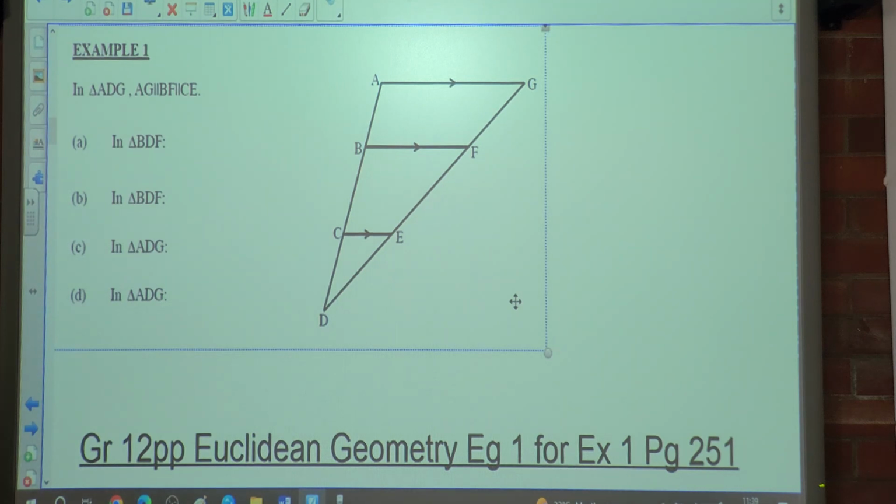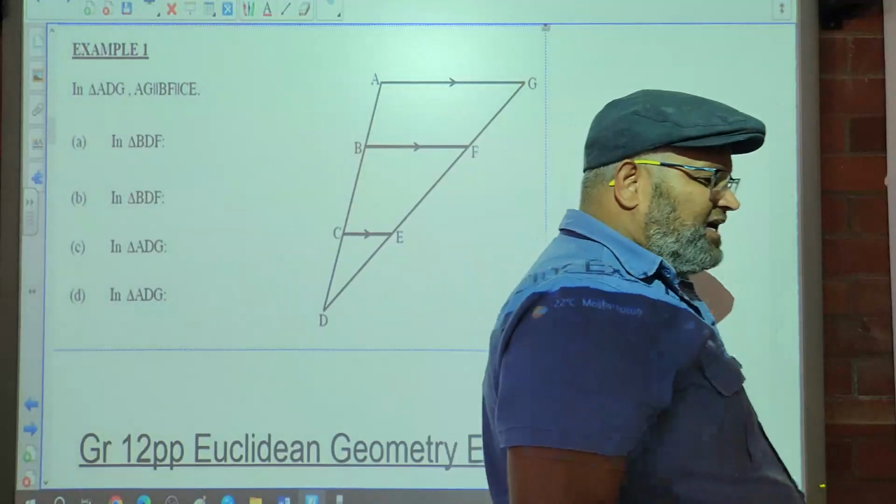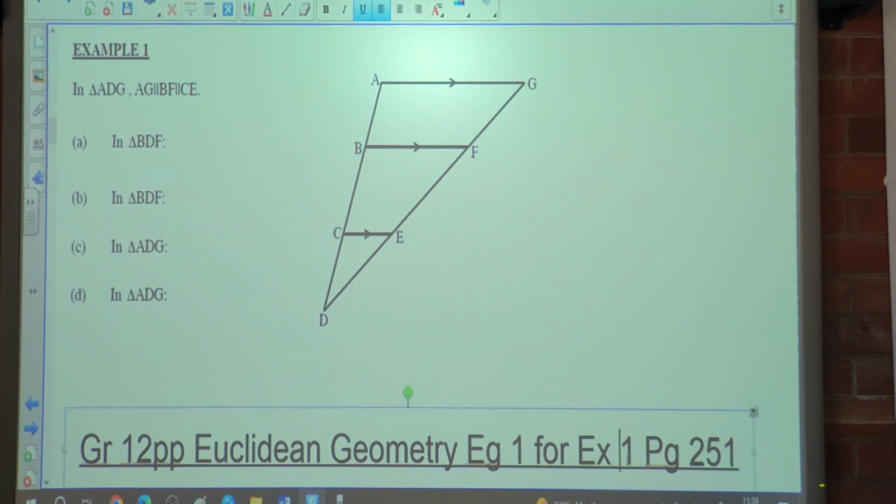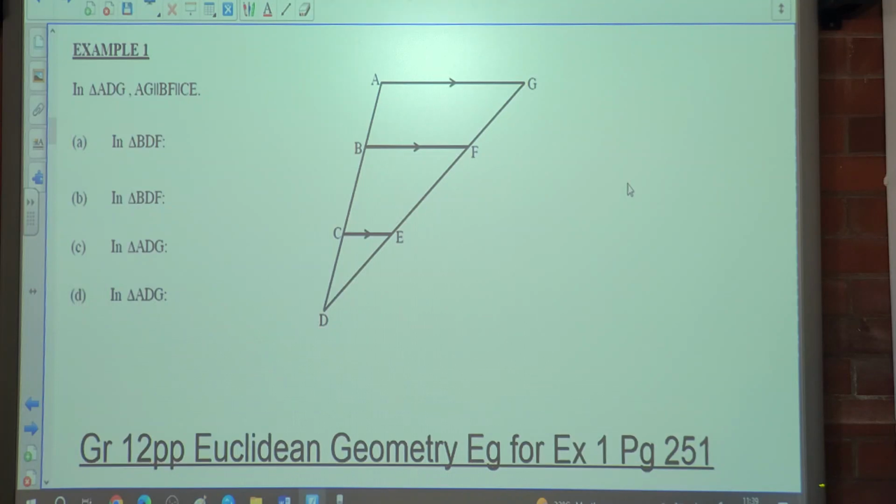This is the examples for exercise 1 on page 251. Is that correct? Yes, sir. However, this example is on page 248.